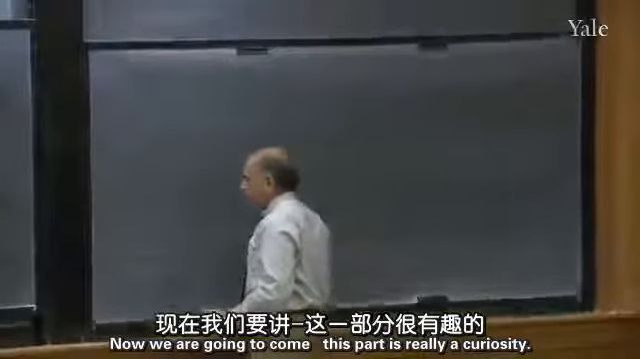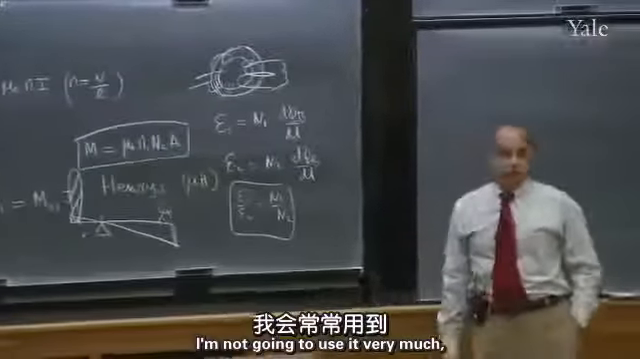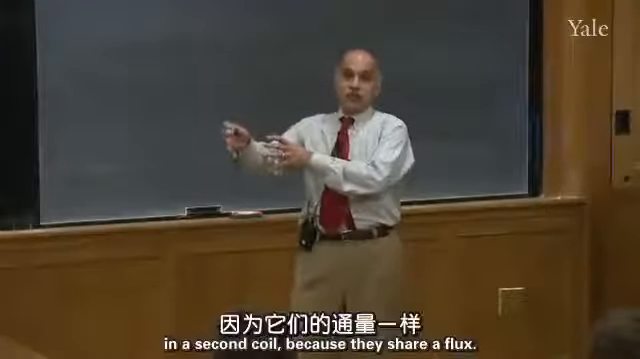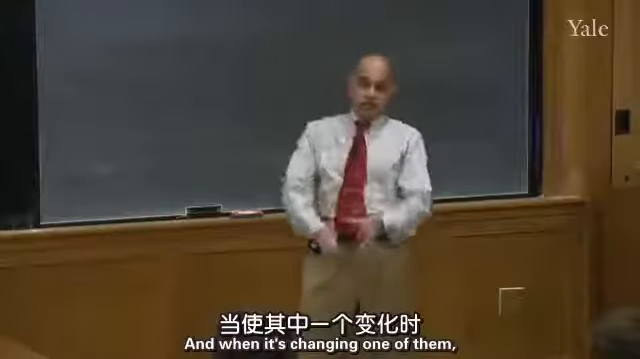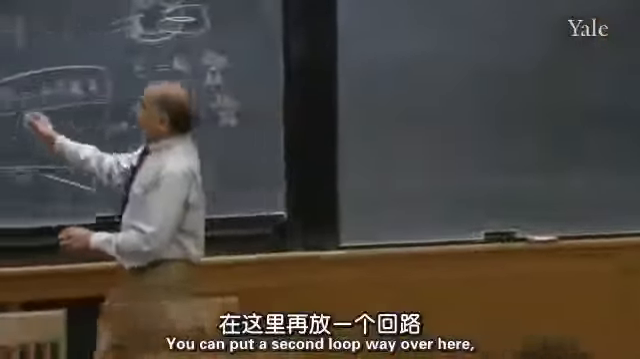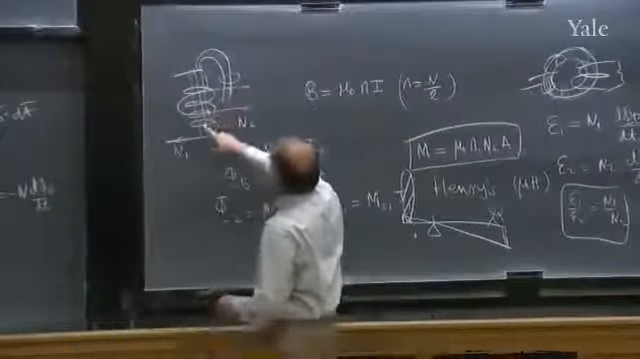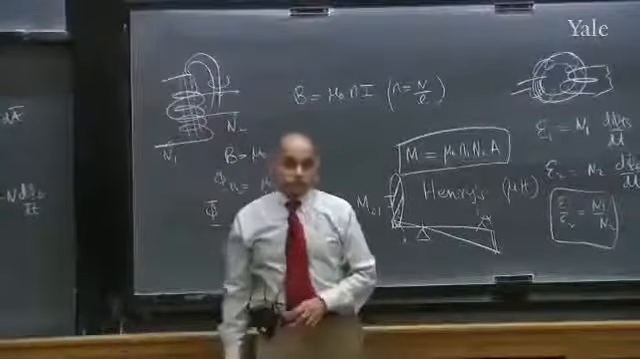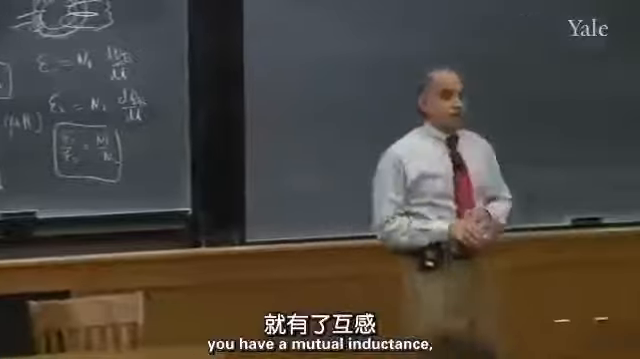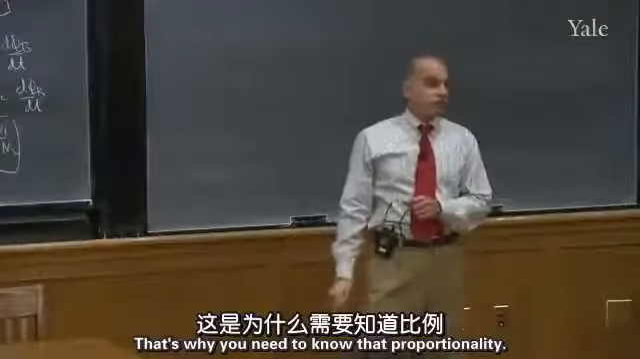Okay, now this part is really a curiosity. I'm not going to use it very much, the notion of mutual inductance. Mutual inductance is one coil trying to generate a voltage in a second coil because they share a flux. And when it's changing in one of them, it's also changing in the other one. But they don't have to be really coaxial. You can put a second loop way over here, and maybe some of that extra flux coming out is penetrating this. There's a mutual inductance between this guy and that guy also. Anytime the flux of one coil can go through another one, you have a mutual inductance. Because if you change the current in the first coil, you're going to generate a voltage in the second coil. That's why you need to know that proportionality.